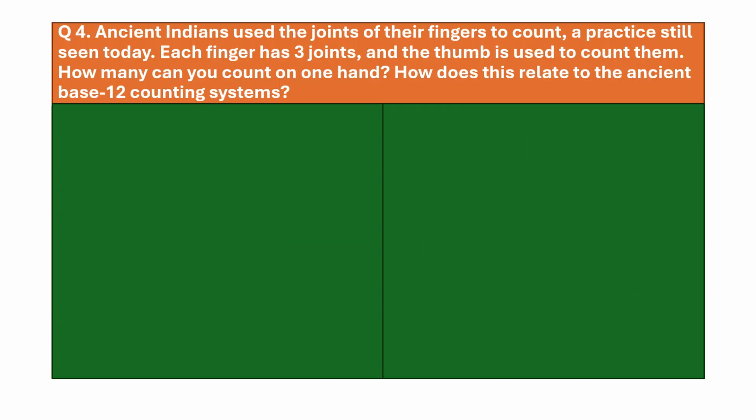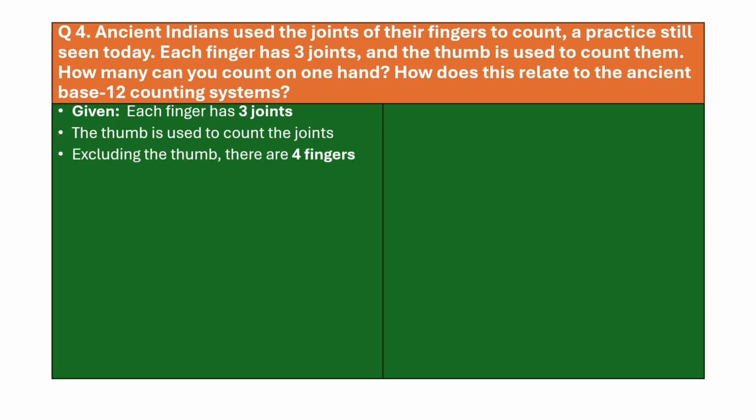Ancient Indians used the joints of their fingers to count, a practice still seen today. Each finger has 3 joints, and the thumb is used to count them. So how many can you count on one hand, and how does this relate to the ancient base 12 counting systems? Now, if you see what is given here, each finger has 3 joints. The thumb is used to count the joints.